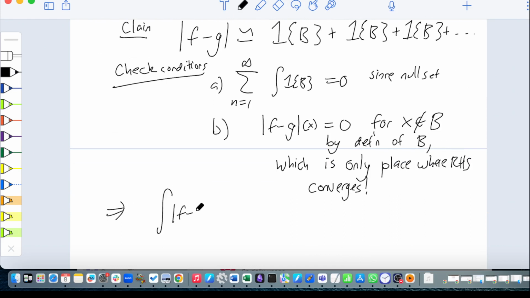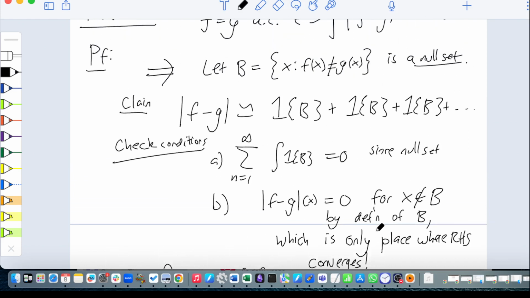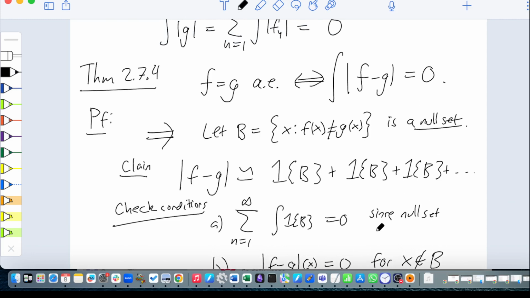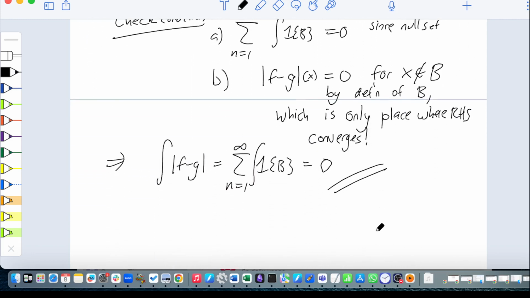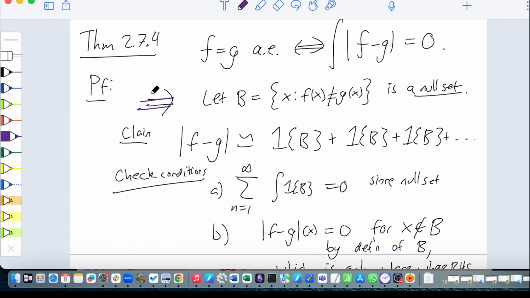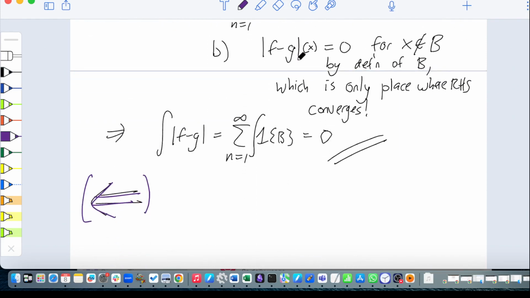The integral of f minus g is the sum of the integrals, which is 0. Okay, so that's if they're equal almost everywhere, then the norm of f minus g is 0, and the reverse is the same thing using the other proof. Let me make these more high level so we don't get these mixed up with the other ones. So I'm proving both ways of this proof, and all you do is the opposite.